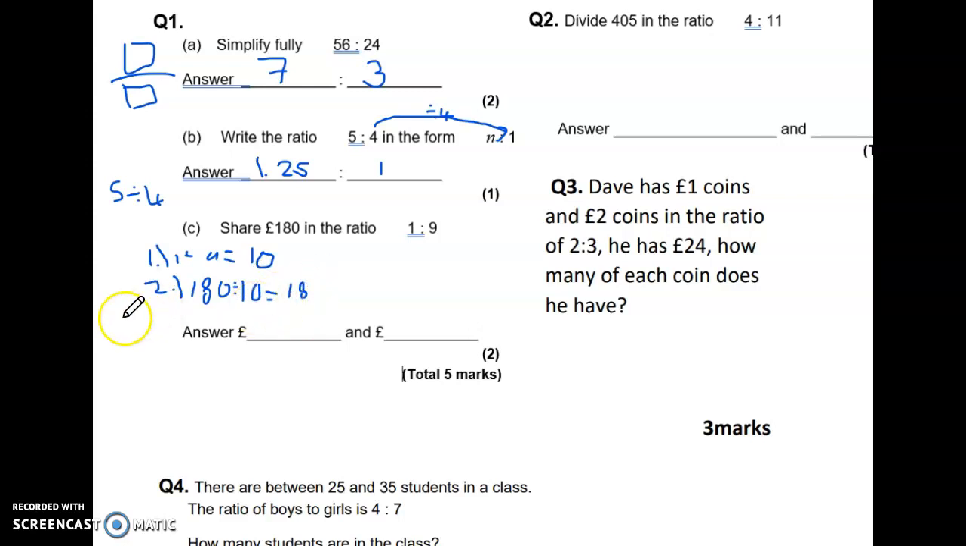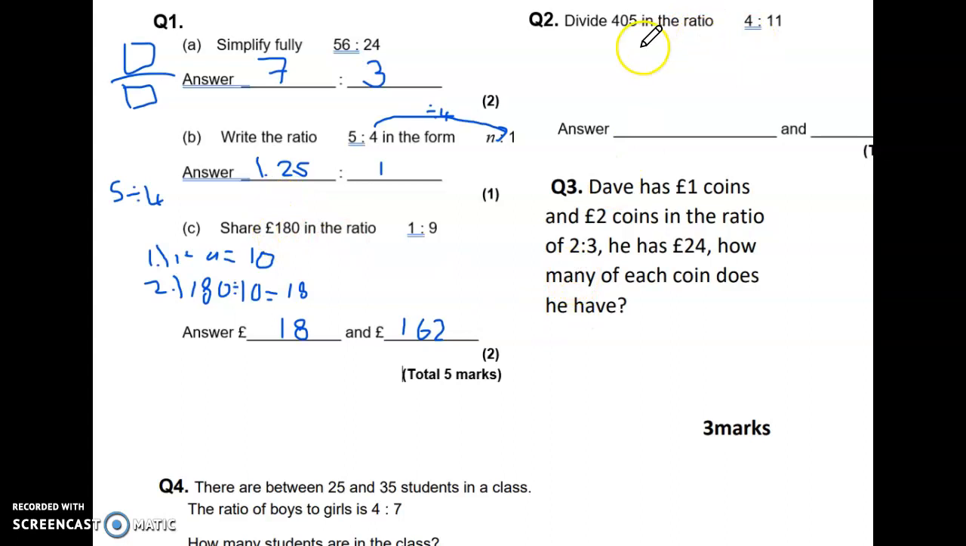So what we do with that next part, I can't fit it in there, but the third part then would be 1 times 18, which is 18. And the next part would be 9 times 18, which is 162. Alright. It's always worth, when you've split a ratio, just double check. 18 plus 162 gets us back to that 180.